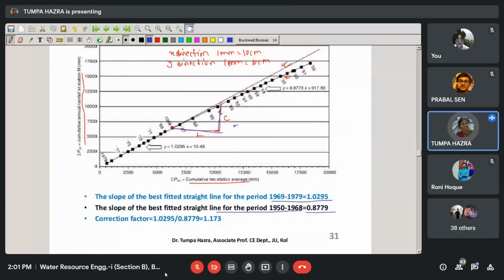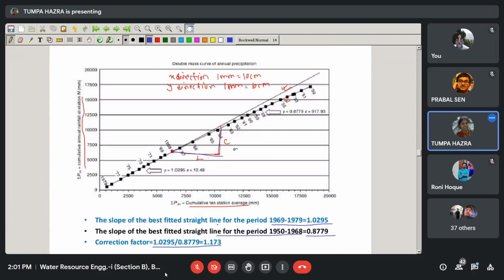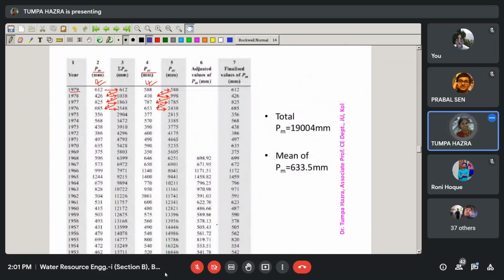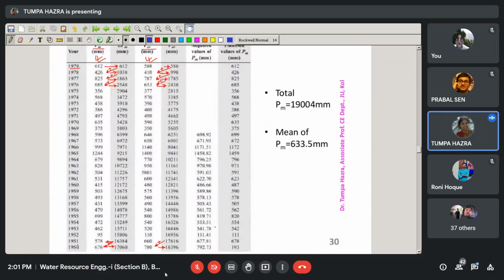Now, therefore your corrected one is more, so your correction factor is greater than 1. Okay, your correction factor is greater than 1. Now, whenever you have obtained the correction factor, now you will correct the data. Okay, you will correct the data by multiplying the original data by the correction factor.